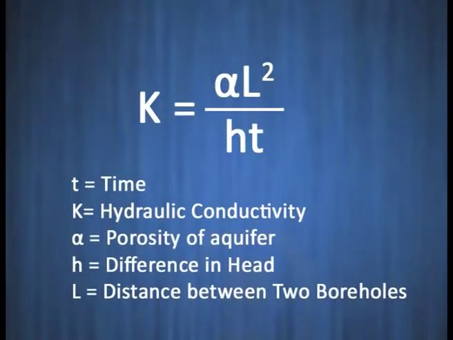So, you can determine K equals alpha L squared upon HT, where alpha is the porosity, L is the distance between the 2 boreholes, H is the difference in water level between the 2 boreholes, and T is the time of arrival of the tracer. Tracers can be classified by the method of their detection. For example, they can be detected by colorimetry, a chemical determination, or by mass spectrophotometer or mass spectrography, or by electrical conductivity.